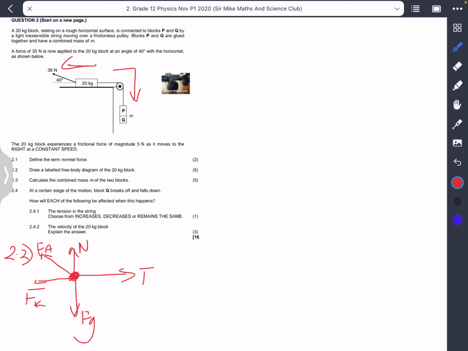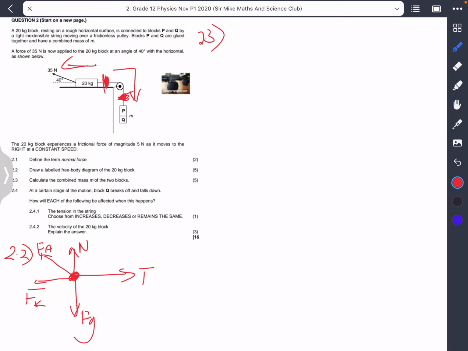So in this case, for 2.3, they say calculate the combined mass M of the two blocks. Now, remember what I said. Whatever tension that you find on this side would actually be the same, right? The tension, of course, that you find. So if you find the tension on this side to be 20, that would also mean that on that side it is also 20. So in order for us to calculate that mass M, what we would need to do there would be to use Newton's laws.